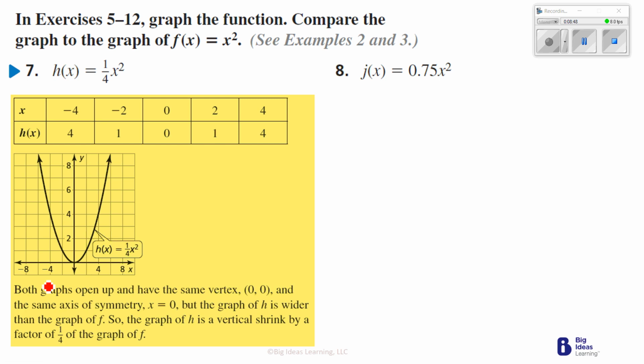If I was to plug in the original, remember, if x is -2, then y will be 4, which means when x is 2, y will be 4. When it's 1, it'll be 1. So this would be 1 here since this is 2. This would be 1 here.